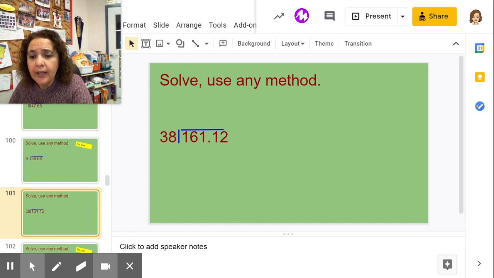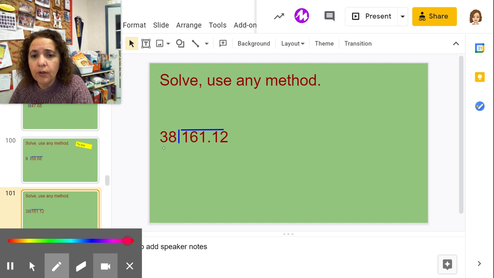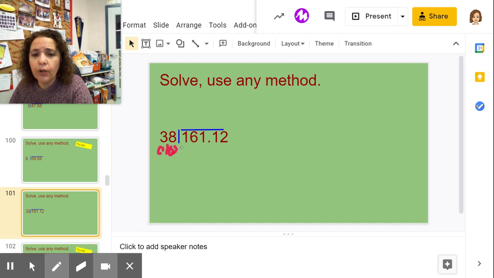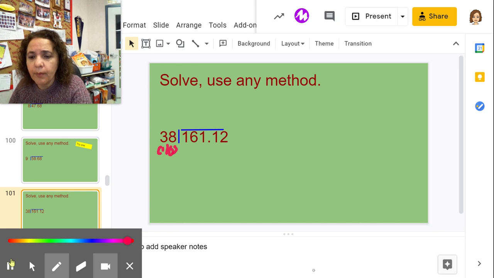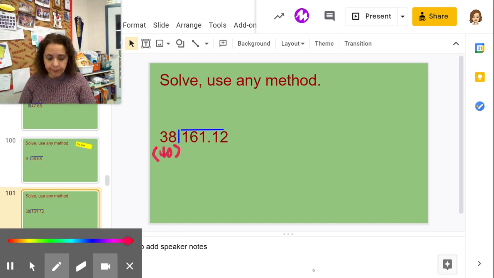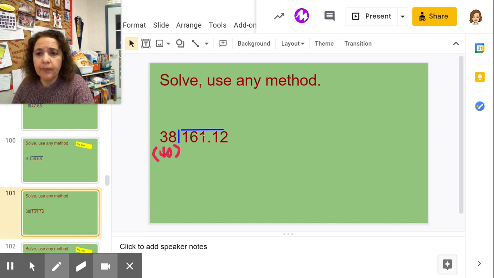So 38, right? That rounds to 40. Okay, so 38 rounds to 40. And then I'm going to look at the 4. 4 goes into 16 how many times? 4, right? So I'm going to do 38 times 4 to see what I get.